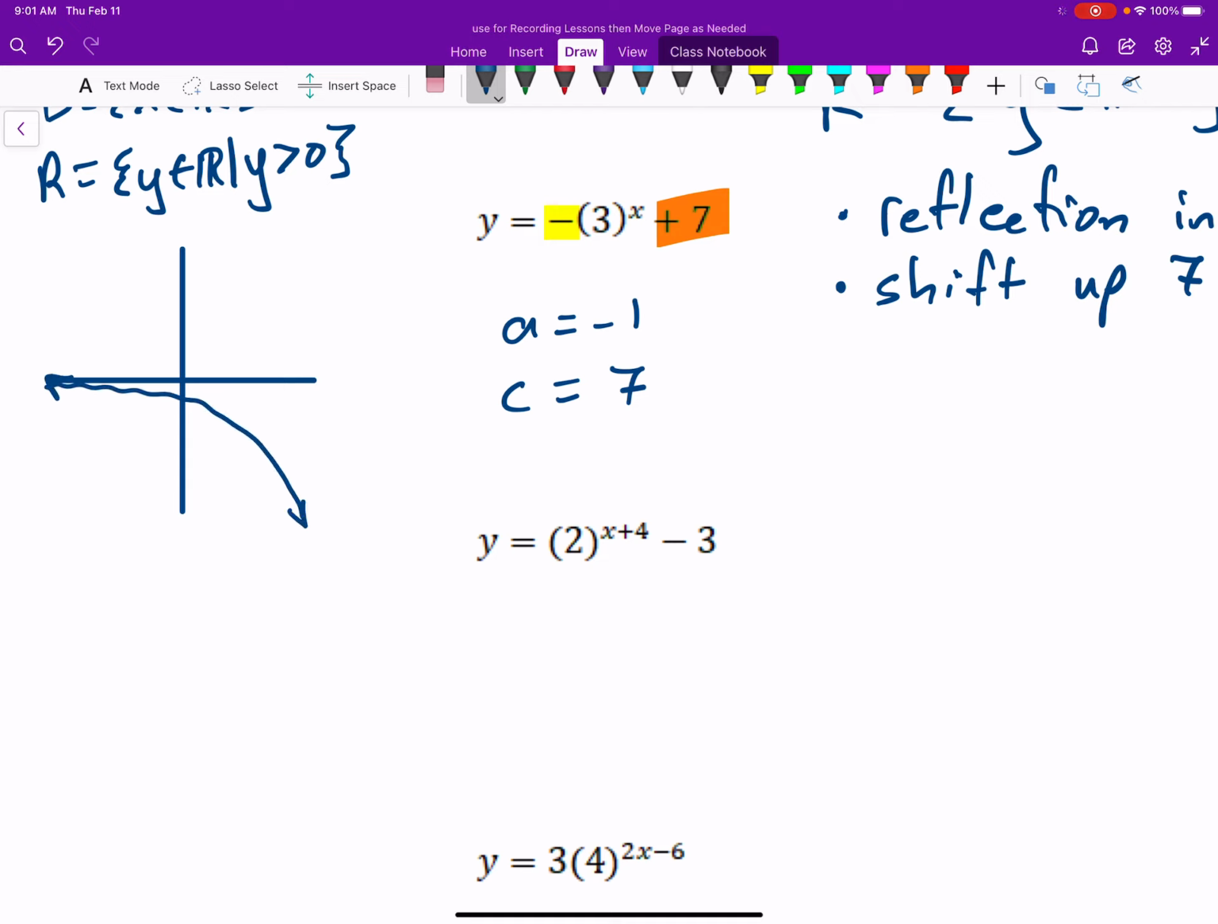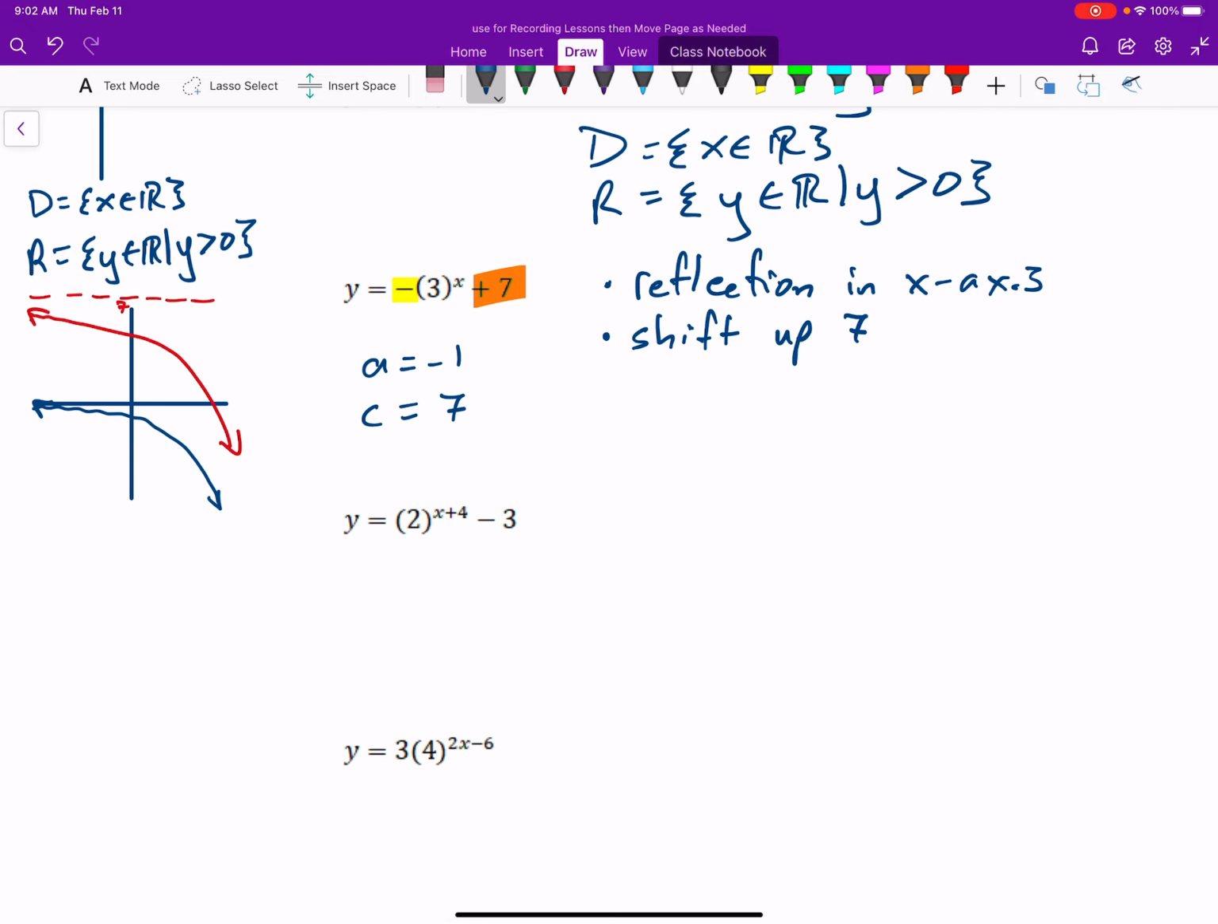But then if I was to shift it up 7 units, it would look something like this. It would have a horizontal asymptote at 7. So it could never get up to 7. It's always going to be below 7. So how does that affect the domain and range?